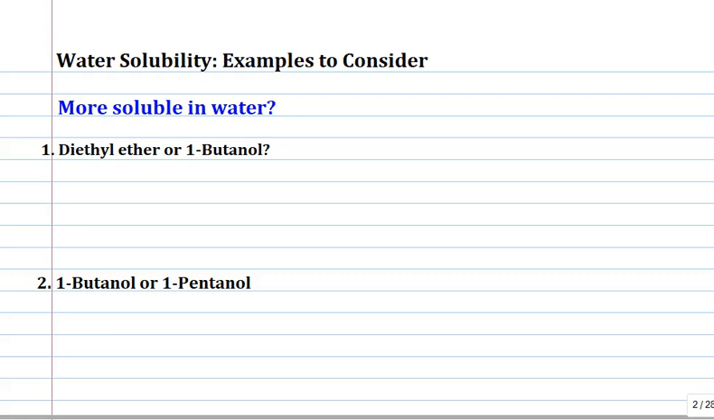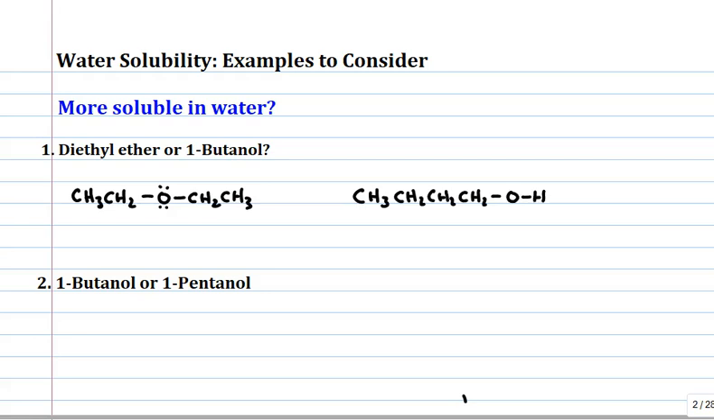Well, diethyl ether is going to look like this. And I'm going to be a very good accountant of electrons because that's what I do. I take pride in my work. I'm going to take it slow, do it right. There's diethyl ether, and here is 1-butanol. Again, I'm taking very special care here to put in lone pairs.